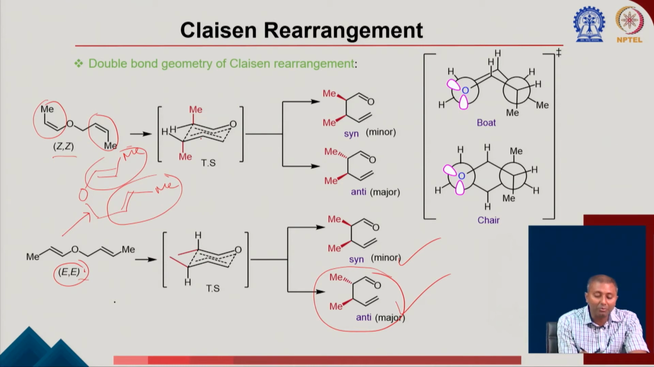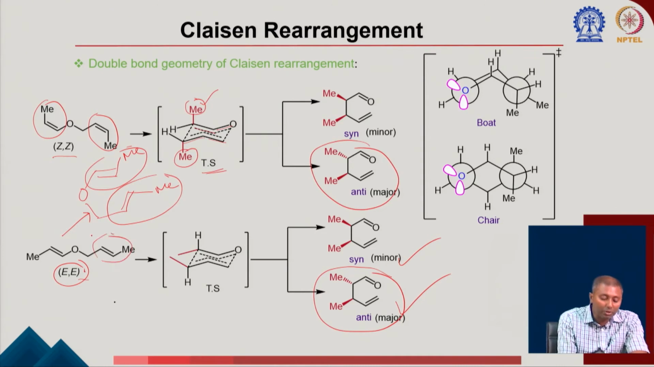In the transient state, if you see this particular transient state where both are Z, you can clearly see that this methyl is Z, and this is an E configuration. Now, you can see that once they are forming bonds, this methyl is up and this is down. So, this is forming the anti product as the major product.